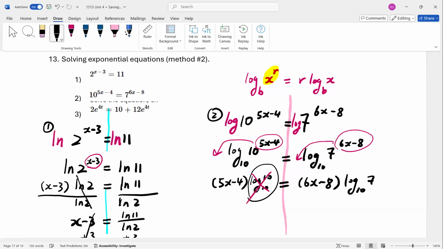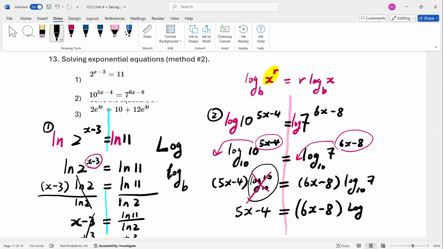And cancelled because it's multiply. So we have 5x minus 4 on the left side. On the right side, we have 6x minus 8. I'm gonna use log. You know, I like to use the big L. When it comes to common log, I like to use big L-o-g. Otherwise, if I use lowercase l, I just very much want to put a base there. So allow me to do that. So big L, like a common log 7.